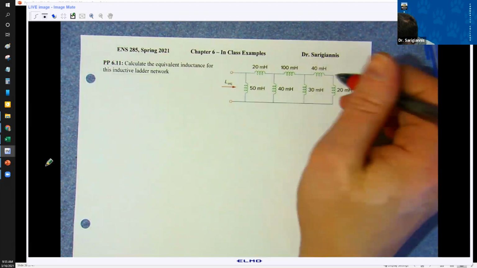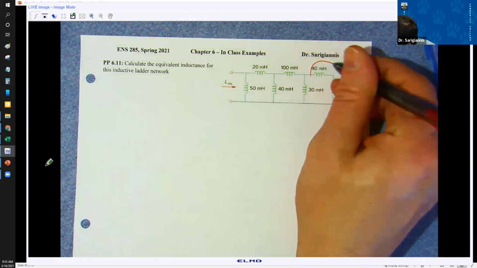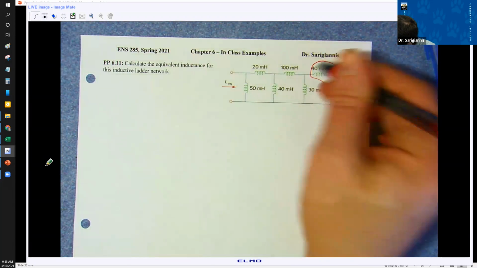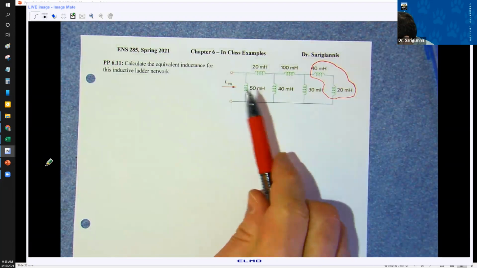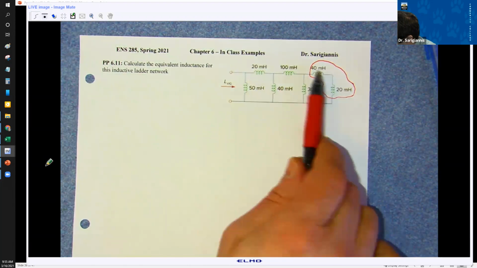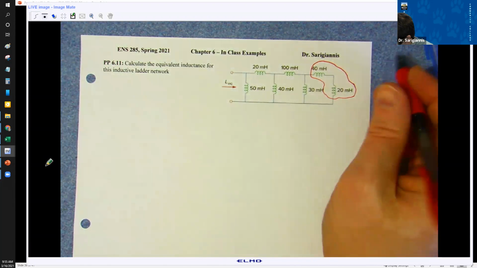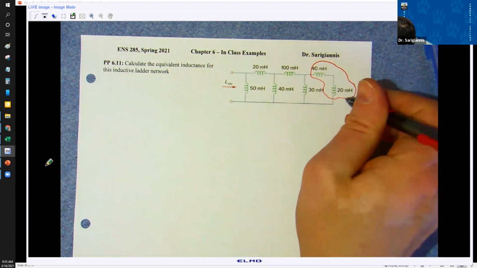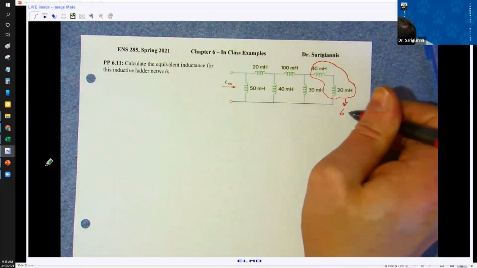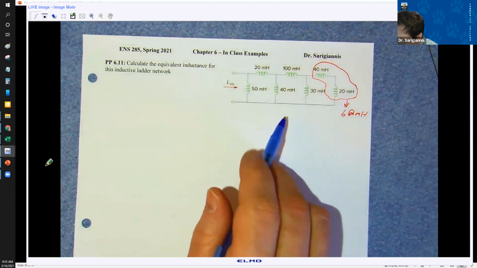Let's see. The 40 and the 20 are in series. I'm going to start from the outside and go in, just the same thing you do for a resistor network. In here, you're like, I have no idea where to start, right? You start with the outside, where you can start lumping things together. And you can see this is basically 60 millihenries, and this is in parallel with the 30.